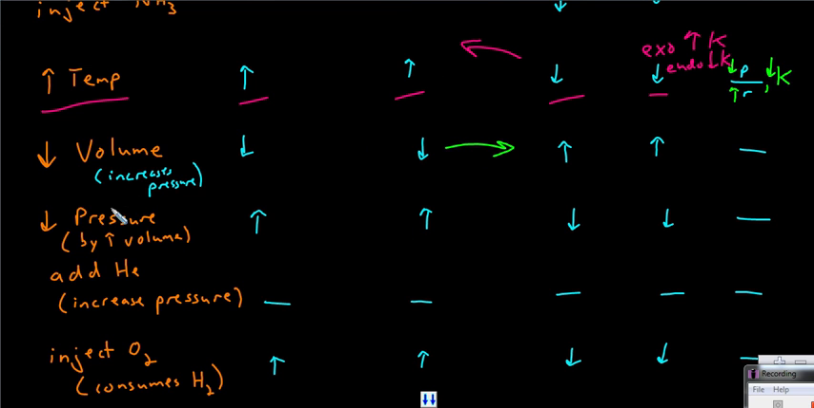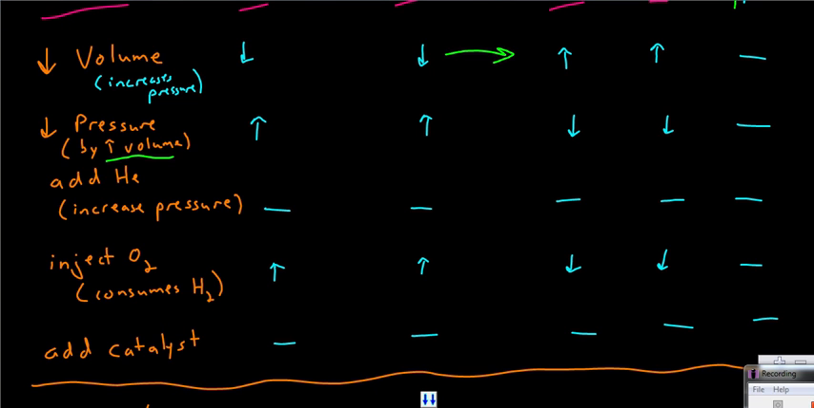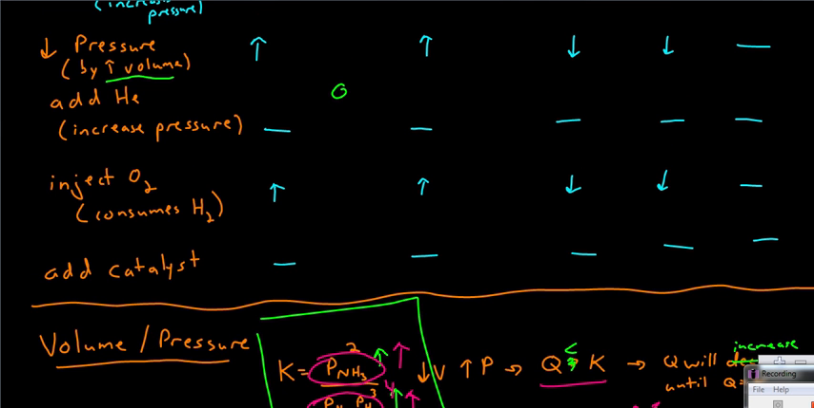And instead of volume being discussed, perhaps the pressure might be discussed. Say that we were told that we decrease the pressure of the system by implication by increasing the volume, then we would have all the opposite effects. What if, however, we were to increase the pressure of the system by adding helium? Helium would have no effect on the equilibrium system, because helium is not in our equilibrium constant expression. Helium is nowhere present in this, and so it would have no effect. It is an inert gas.